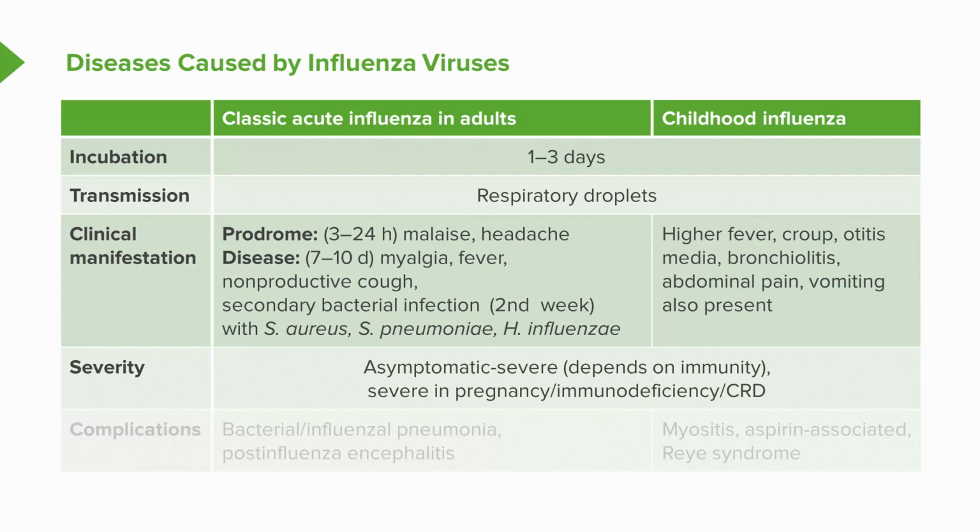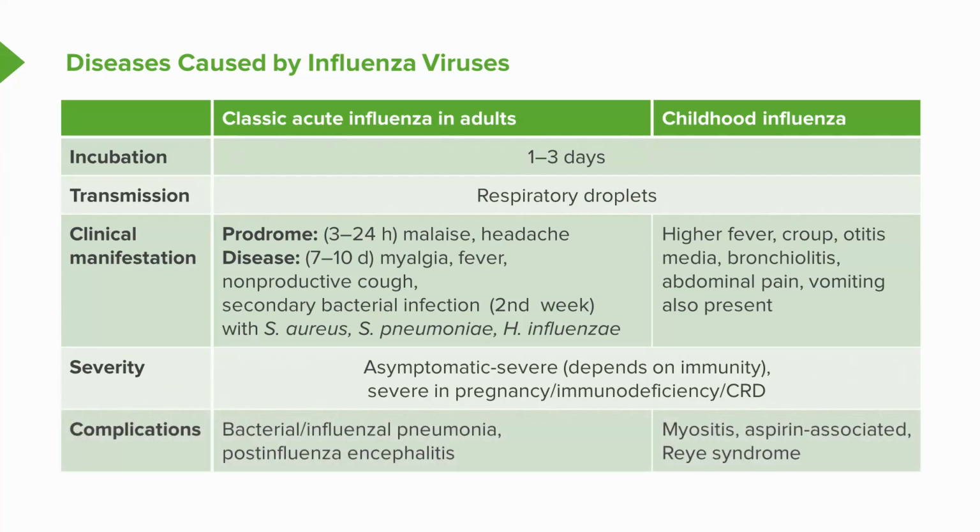Now, those who are immunodeficient can have severe disease, which can progress to respiratory failure and death. Those individuals would be pregnant women, a person with known immunodeficiency, or even patients with cardiorespiratory disease. The rest of us may be completely asymptomatic if we're lucky, all the way up to a very severe process, depending on how much of an immune reaction we actually have.